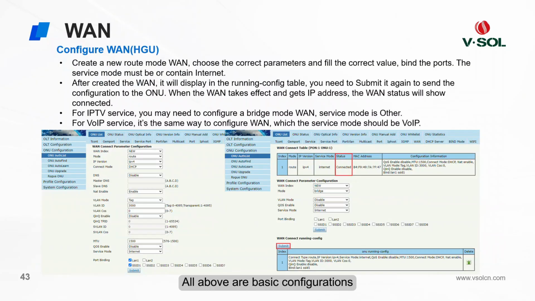All of the above are basic configurations for the PON data channel. For HGU type ONU, WAN configuration can't be forgotten. For EPON, just configure the WAN after the VLAN is configured.